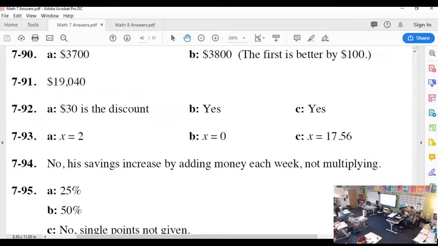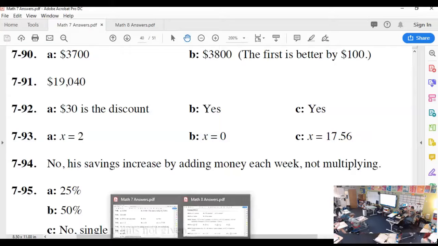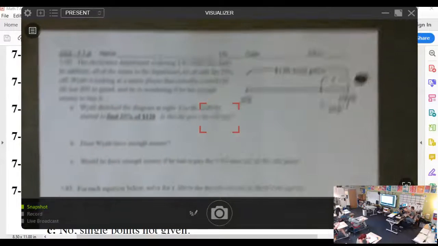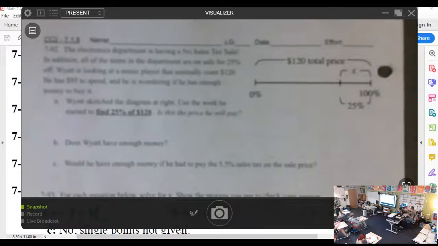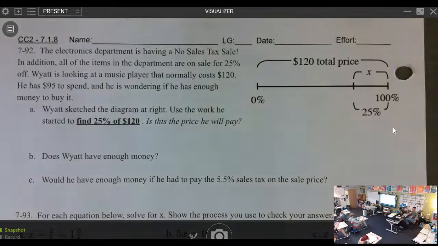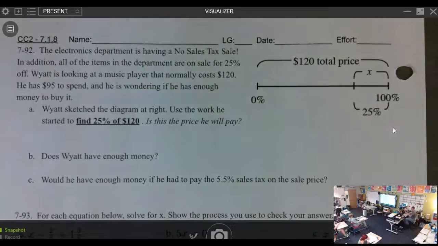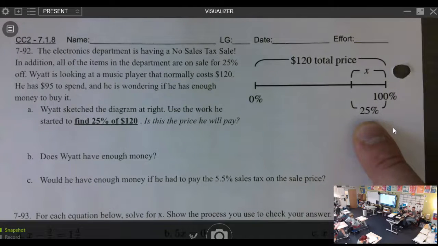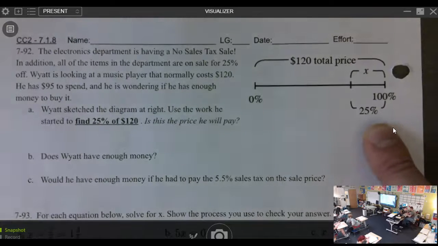92C. So I love this because we have the diagram that we've been using for a while. So the first thing that we have to figure out is if the total price is $120, what is that 25% discount? Can anyone relate 25% to me in like a fraction? What is it? Yeah, John? 25 over 100, or if we're thinking like money, it's a quarter, right? 25% is a fourth of something. Right? 25 over 100 would be a fourth of something.